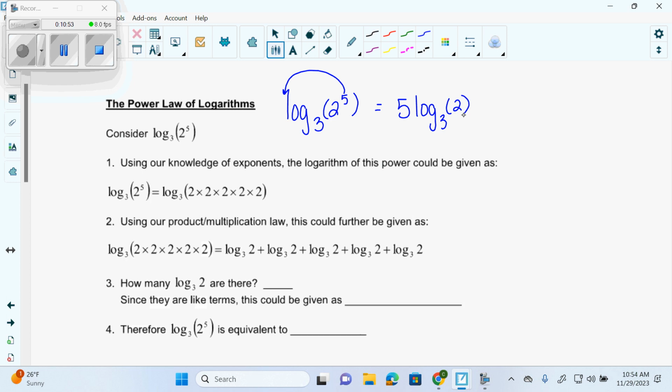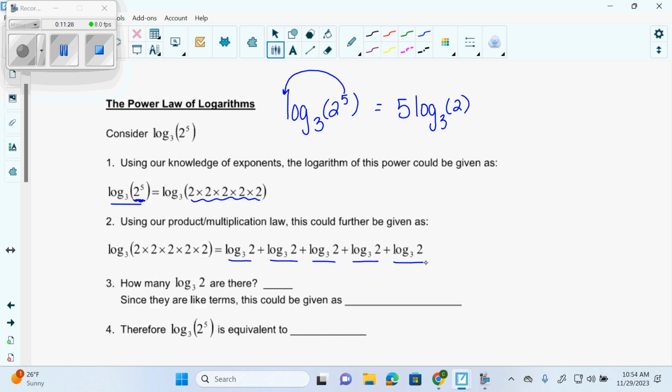So if I have log base 3 of 2 to the 5, that means I have 5 2's, correct? So I can go log base 3 of 2 times 2 times 2 times 2 times 2. Instead of writing 2 to the 5, I can write 2 times 2 times 2 times 2 times 2. Same thing, correct? Then using the product rule, I can take anything that's multiplied together and separate it into a sum of logs. So log base 3 of 2 times 2 times 2 times 2 times 2, I can rewrite as log base 3 of 2 plus log base 3 of 2 plus log base 3 of 2 plus log base 3 of 2 plus log base 3 of 2.